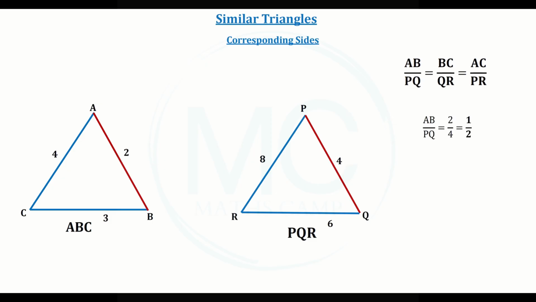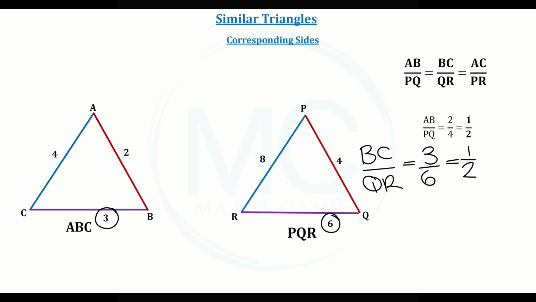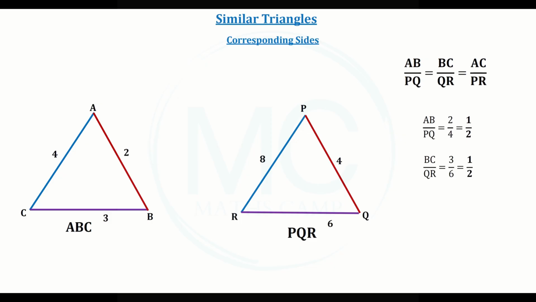Next, let's look at side BC and the corresponding side QR. BC has a length of 3 units and QR has a length of 6 units. So we can say 3 over 6. 3 and 6 are both divisible by 3. So we get a fraction of 1 over 2. Now we have two equal fractions, both 1 over 2.